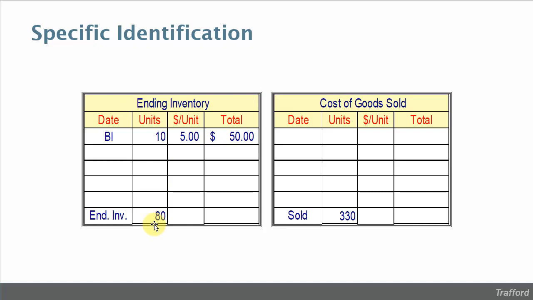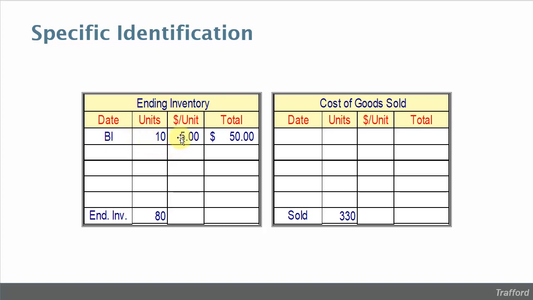And if there's 80 umbrellas in the ending inventory pile, we know there's 330 umbrellas that must have been sold. So here we want to come up with the cost of these 80 umbrellas using the specific identification method, and then over here the cost of the 330 umbrellas using that same method. Well, you just go back and look at your original schedule. Noah knows he has, at the end of July, 10 black umbrellas. If you go back and look at the original schedule, you'll see that the black umbrellas that were the beginning inventory cost $5 each.